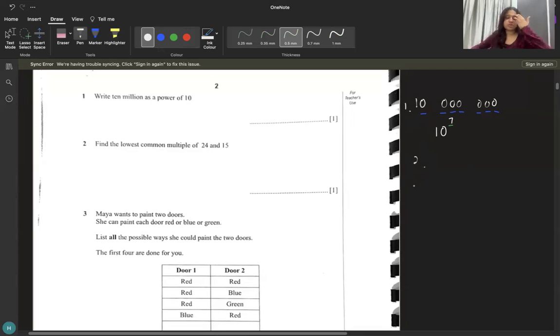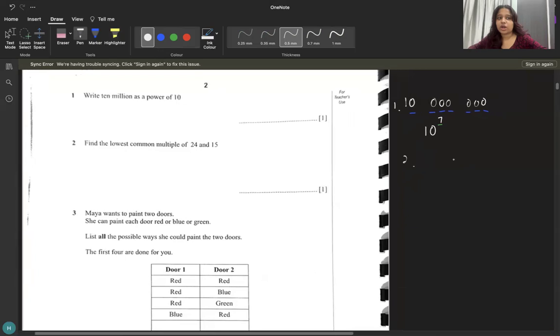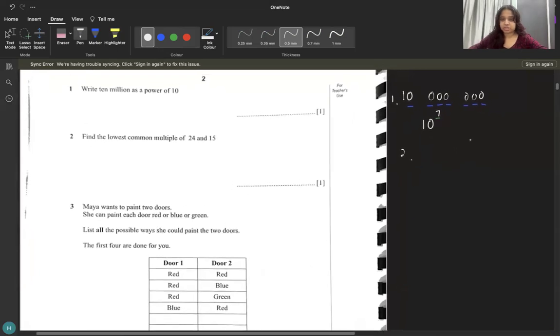Okay, so for the next one, number 2, find the lowest common multiple of 24 and 15. I usually use the repeated division method. It's the easier method, and most exam answer schemes also show that. So let's use the method. So 24 and 15. The lowest common divisor that I can think of would be 2, but then 15 cannot be divided by 2. So let's go to 3.